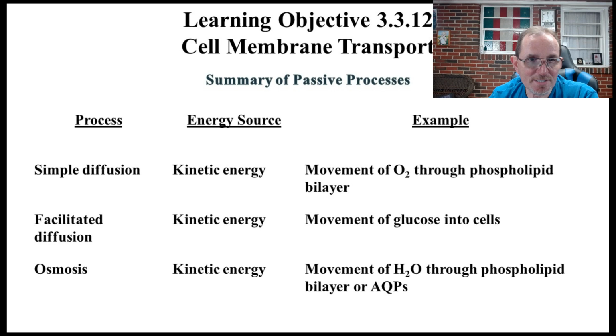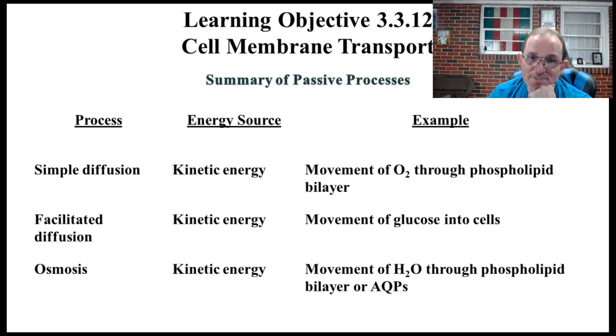Okay, passive processes. This is just a table I made up to help you guys, if you need a quick and dirty reminder of how these things work. There's a lot to this. I understand it, but we've got to know it. There's simple diffusion that uses kinetic energy, the energy of motion. That's going to be the movement of oxygen through the phospholipid bilayer. Oxygen is going to move through there simply because it's so small. It doesn't matter if it's charged, it's going to move through because it's small and it doesn't make a big impression upon the lipids.